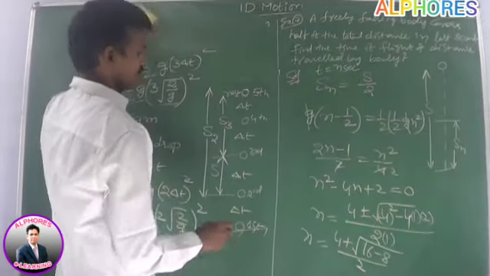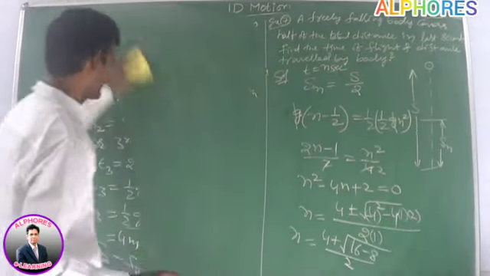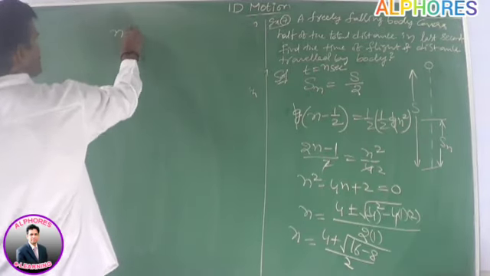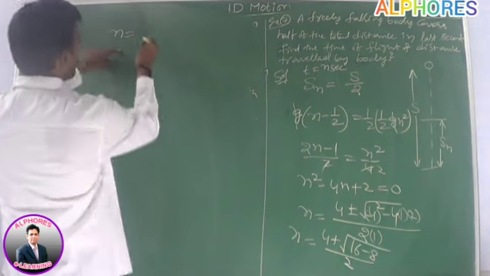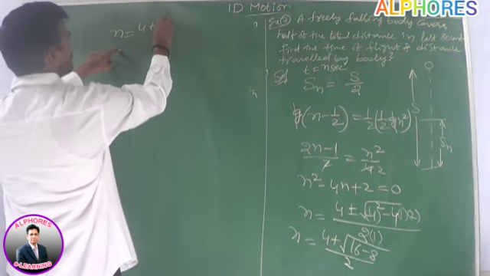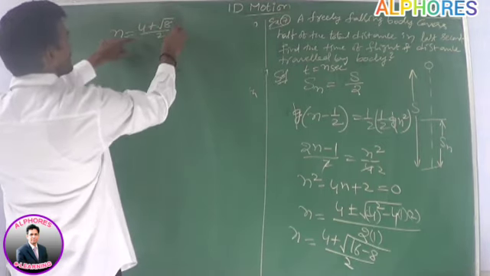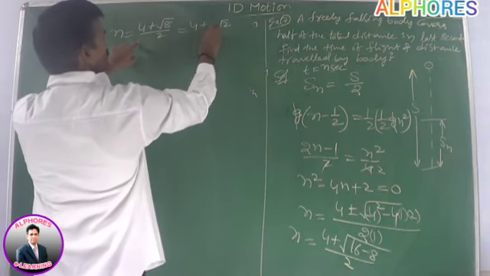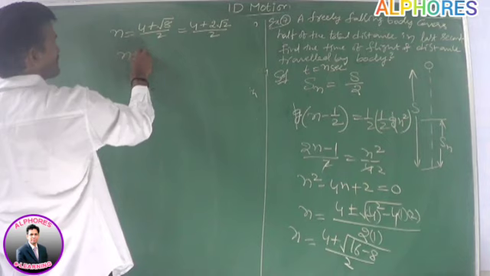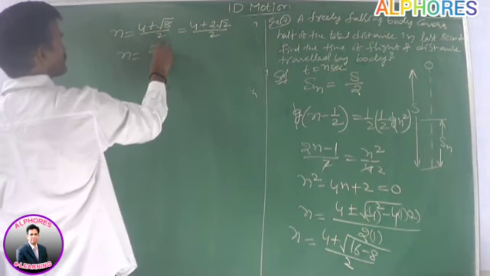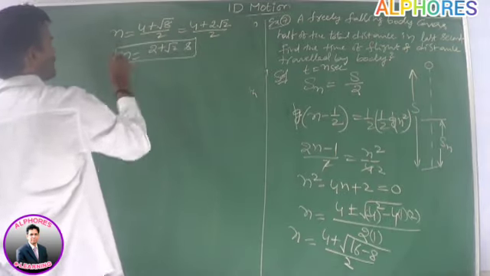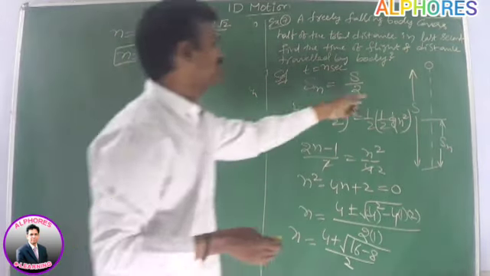On cancelling, you can get the time of flight. That n is 4 plus root 8 by 2, root 8 is nothing but 2 root 2, so 4 plus 2 root 2 by 2. By taking common 2 you can get 2 plus root 2 seconds as the time of flight. So what is the distance?